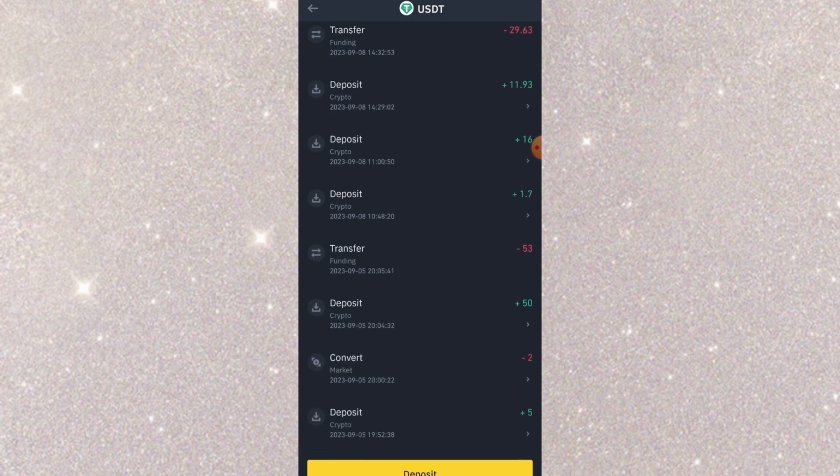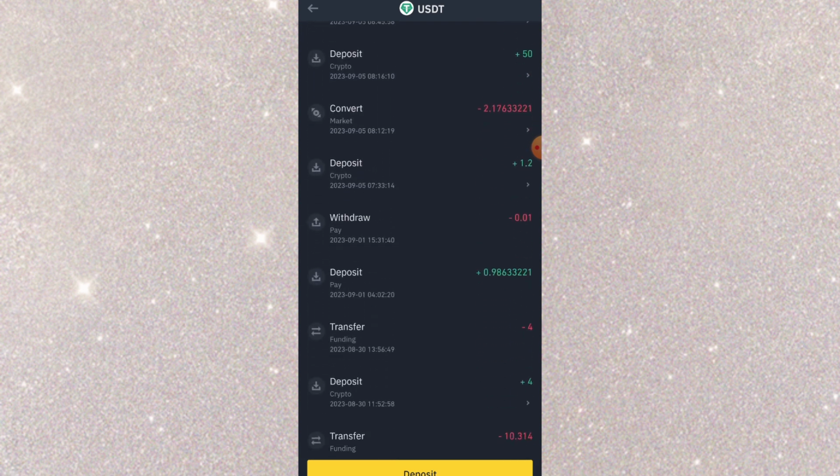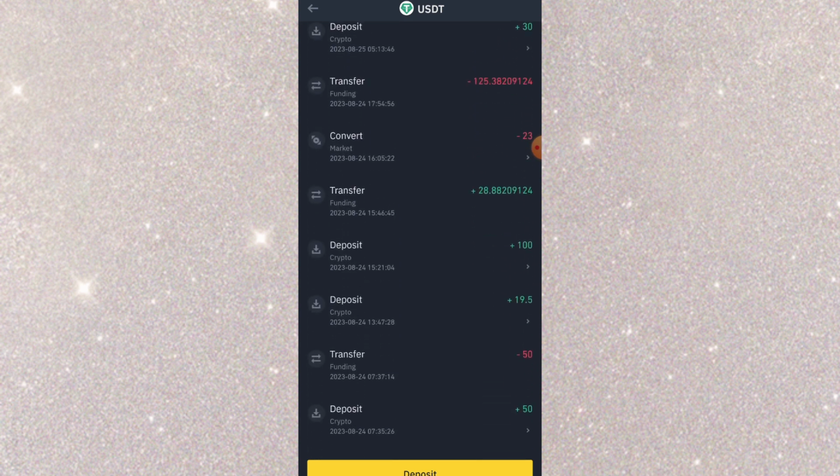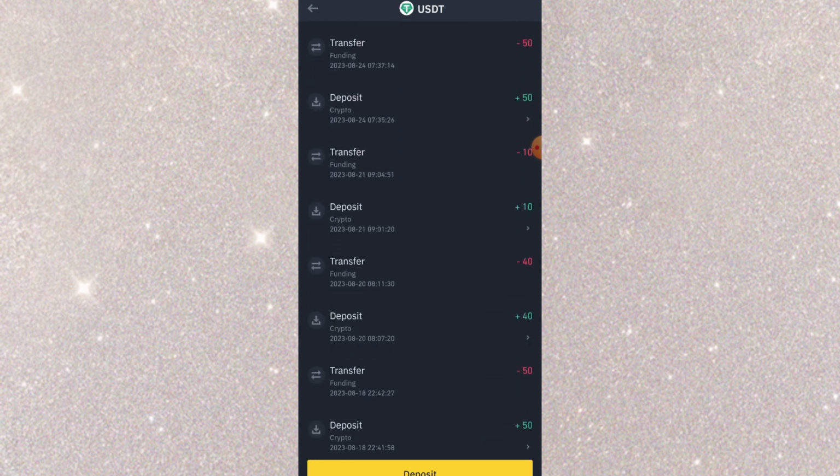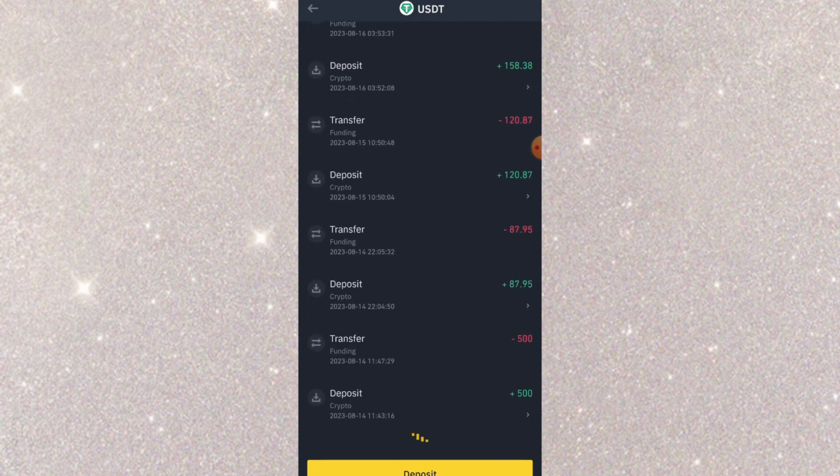If I scroll all the way up, you see the various amounts, 50 USDT, 4 USDT, 10, 22, 30, 29, 100. Man, the amount is so much. You can even see that there is 158 right there.